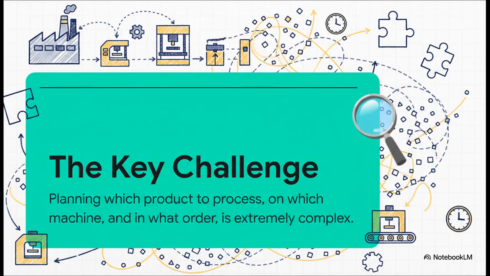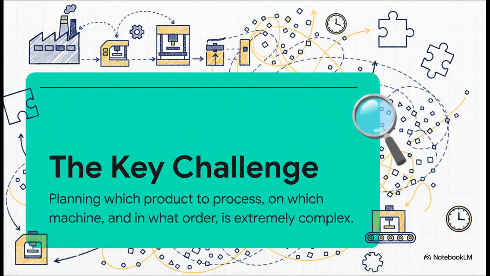But, and this is a big but, that superpower comes with a massive headache: scheduling. I mean, just try to imagine you're juggling hundreds of different orders, and each one has its own unique path through the factory. Figuring out which machine gets which job at what time, it is an unbelievably complex puzzle.